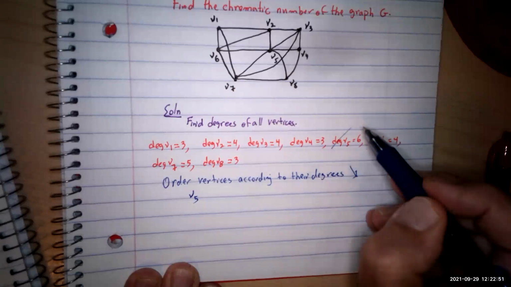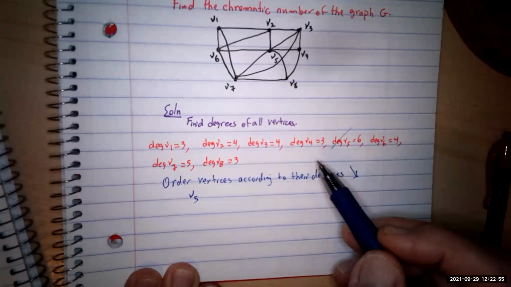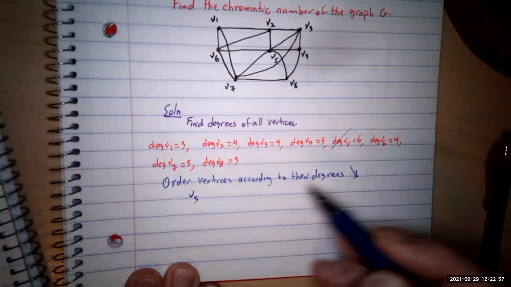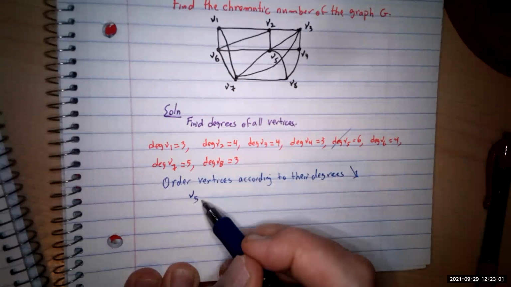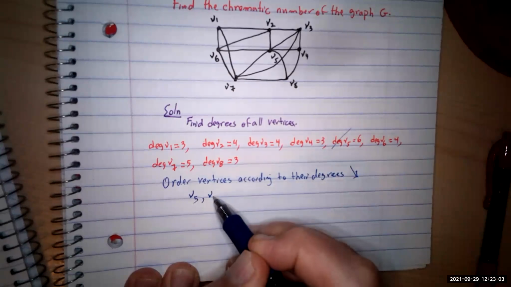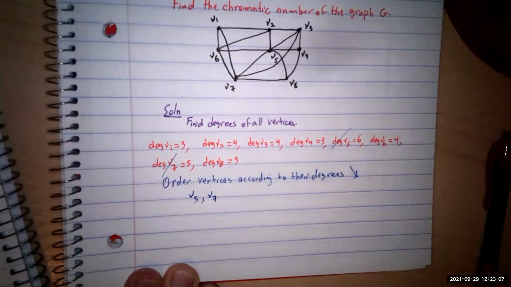Just cross out the V5. Then I need the 4s. Sorry, that was 6, then we get a 5. 5 is V7, so that's going to be your V7. Then we don't have any more 5s.